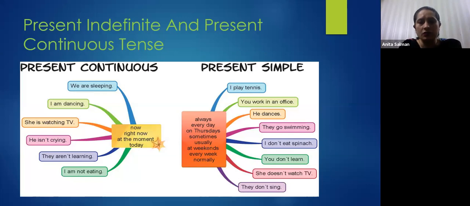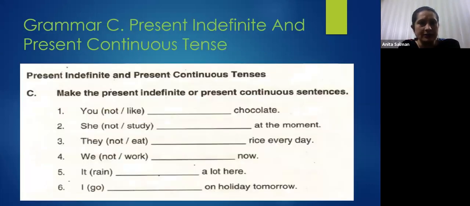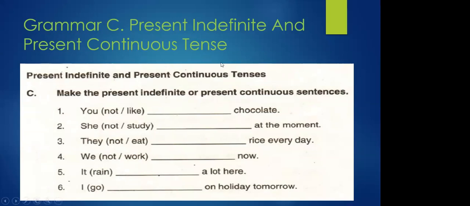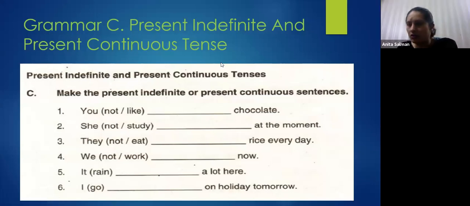Okay, if all is clear, now look at your text exercise. Quickly take out your text, your grammar part C. Make the present indefinite or present continuous sentences, right? You dash chocolate. Yes, beta. You can unmute yourself one by one. Okay, we are going to start. Okay, Vanya. Yes, beta. Yes, Vanya. You dash chocolate.